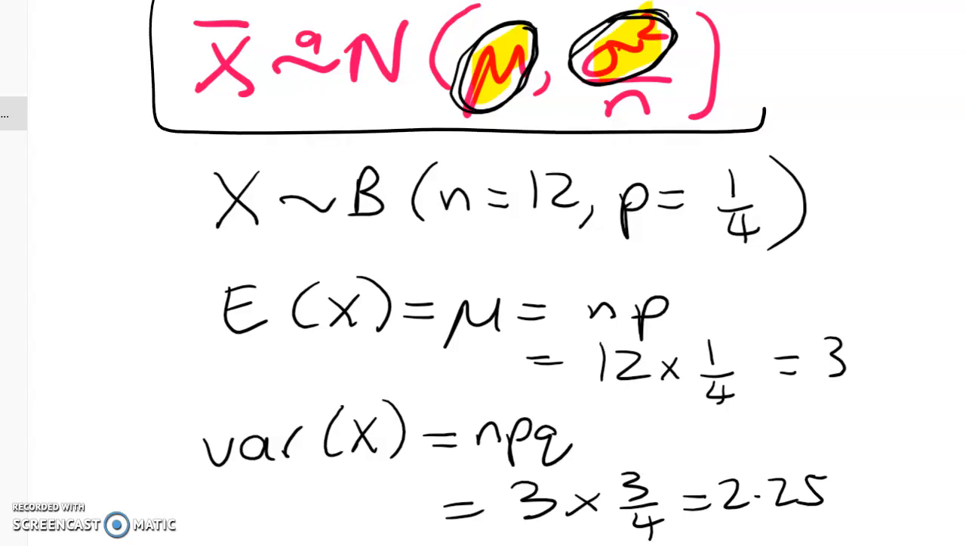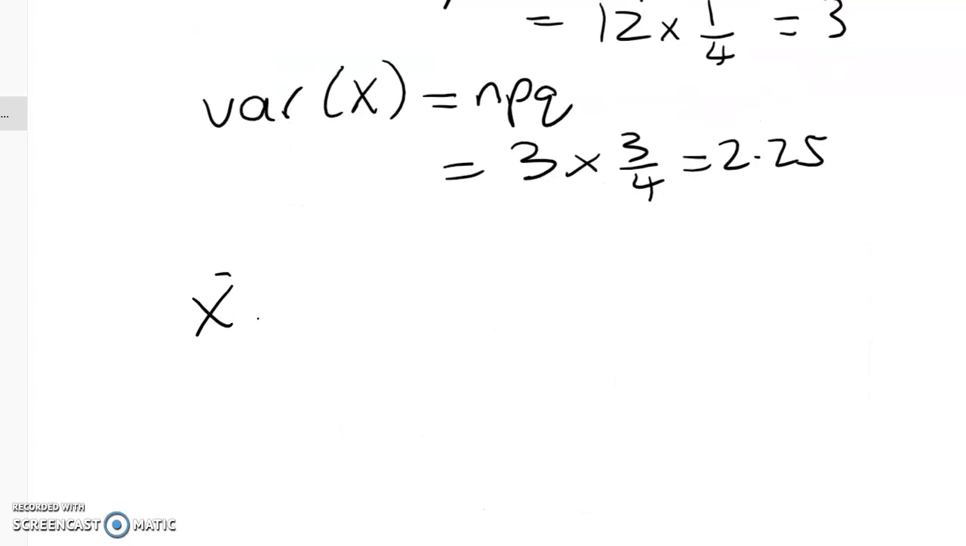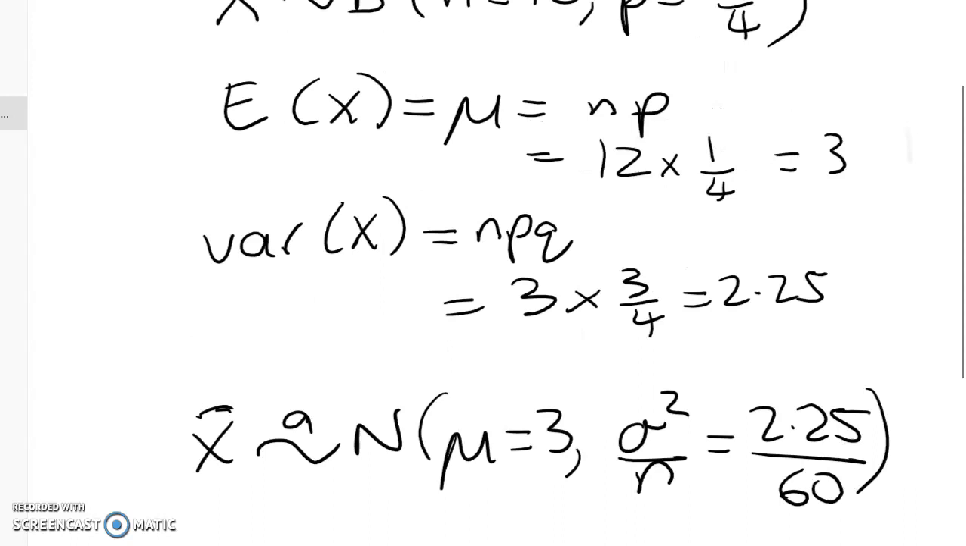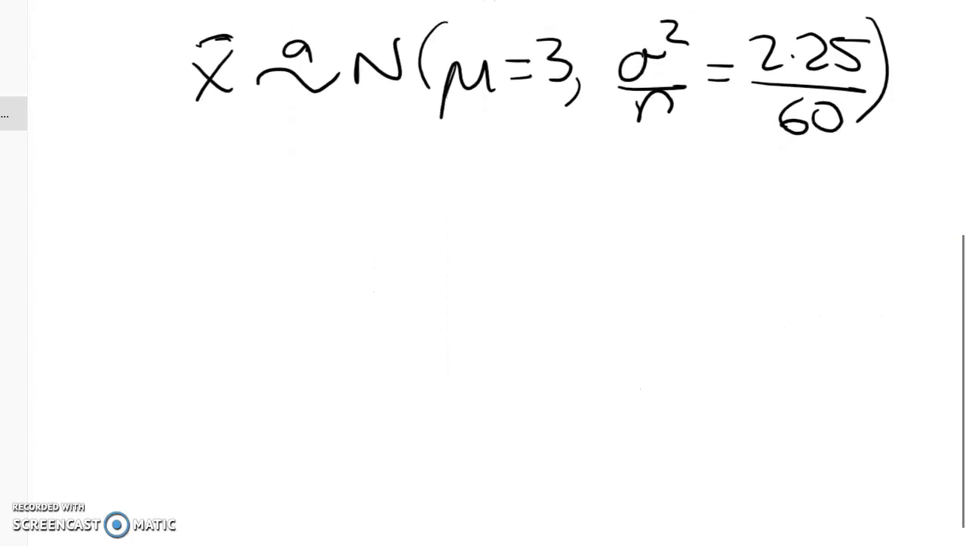So what we can do now is we can get the distribution of the sample mean. So X bar is roughly normally distributed, very close to normally distributed, with a mean of 3 and a variance of sigma squared over N, which is 2.25 over 60. Right, now the question's not actually that hard. We're just asked to find the probability that the sample mean is less than 2.8. So we're working with a normal random variable.